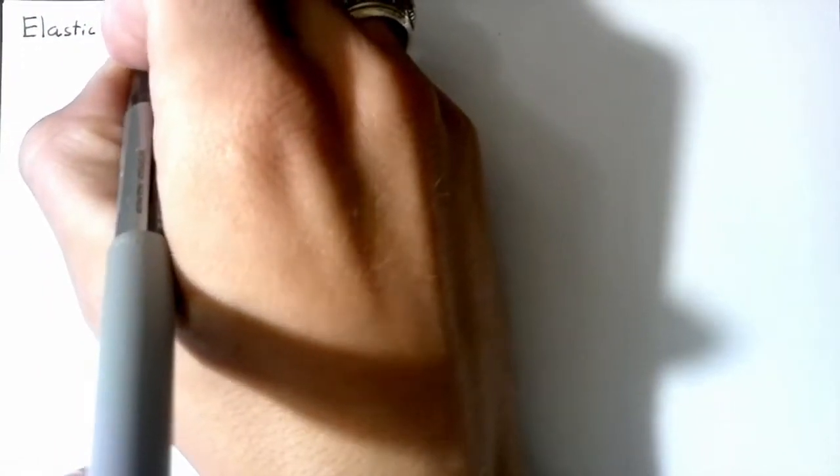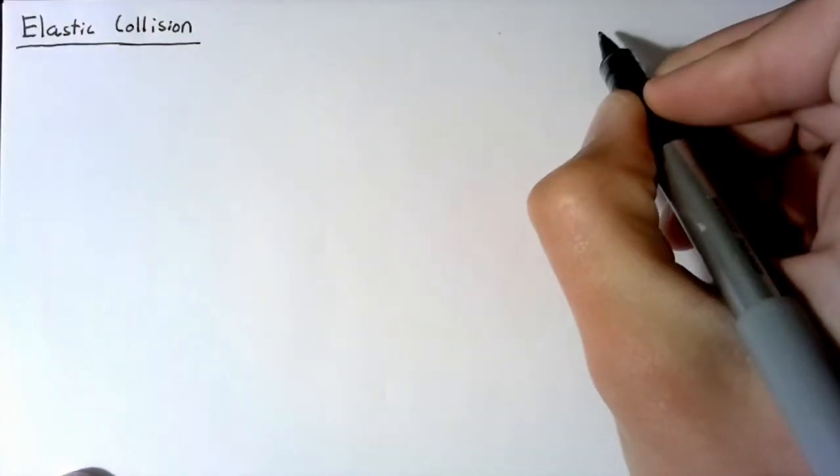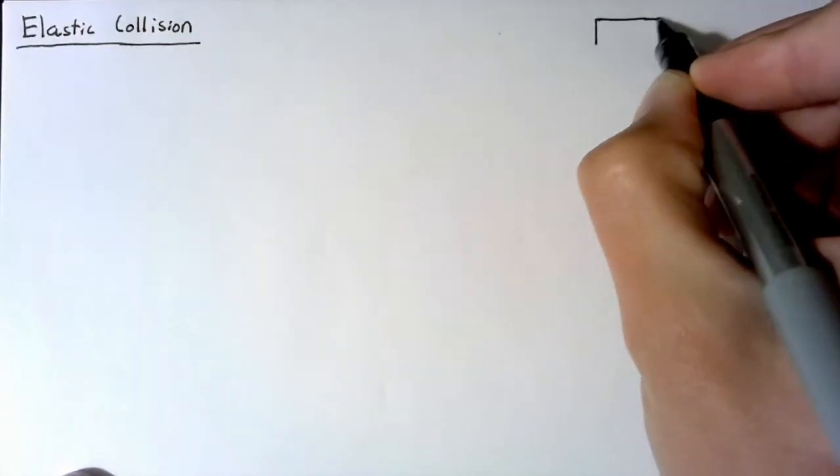In the last video, we looked a bit at what exactly momentum and impulse meant. In this video, we're going to look at something called the conservation of momentum and tie that in with conservation of energy. So the example that we're using is a purely elastic collision.